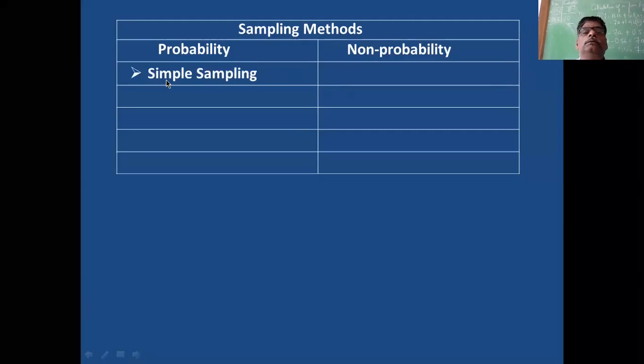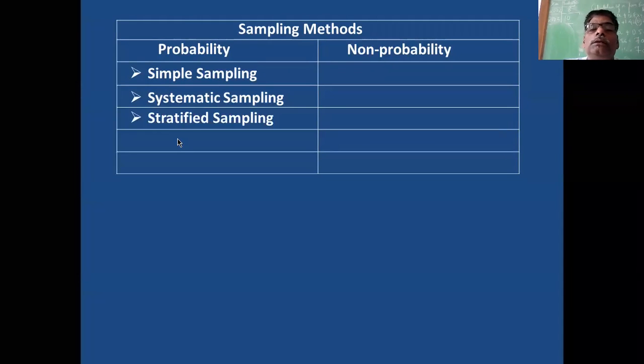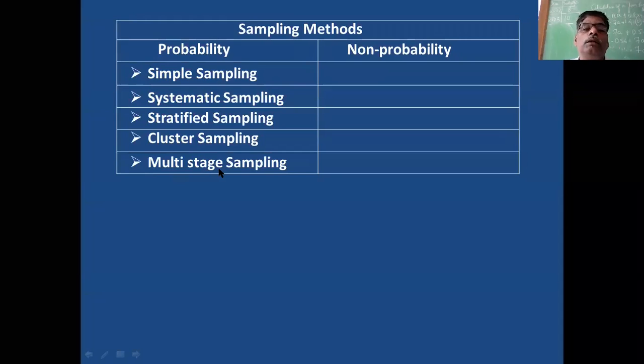First is simple random sampling. Second is systematic sampling. Third is stratified sampling. Fourth is cluster sampling. And fifth is multiple stage sampling. There are 5 types of probability samplings.